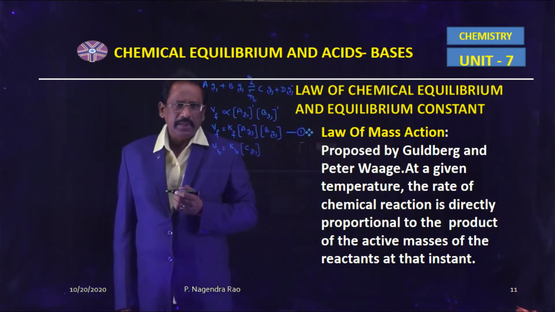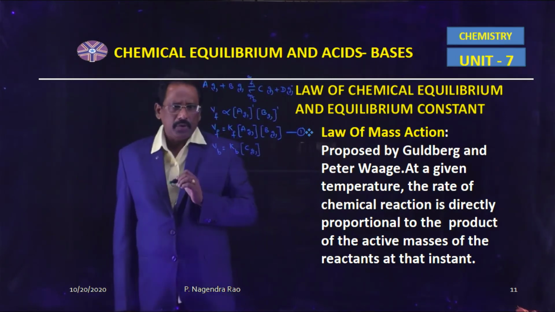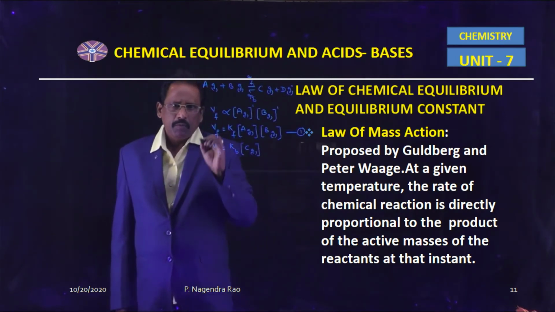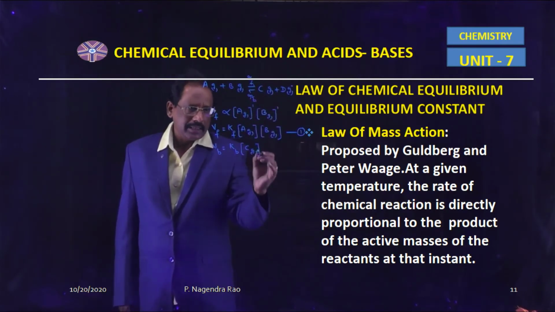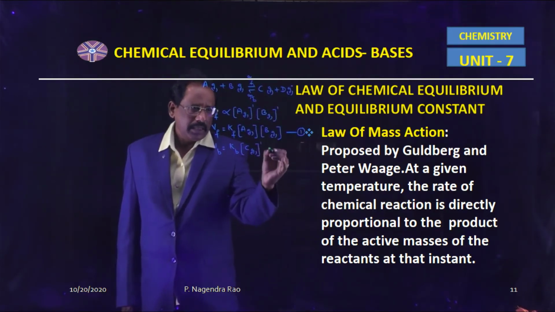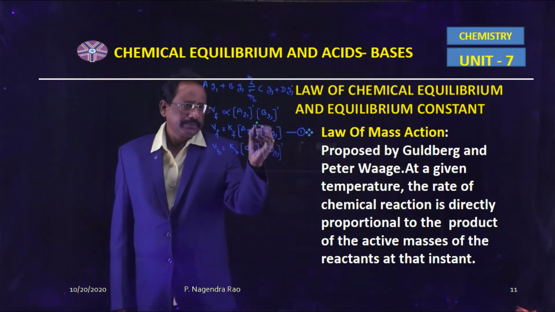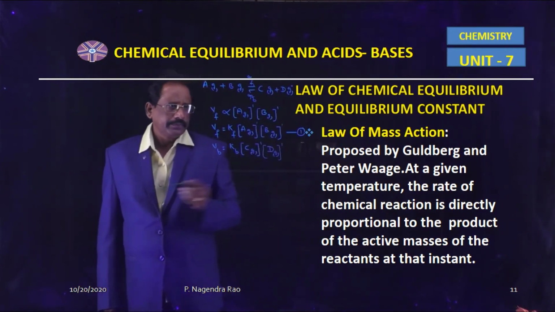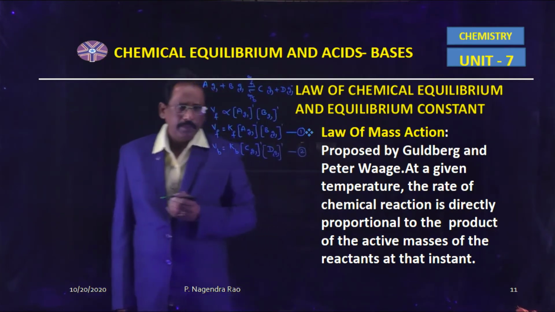According to the law of mass action, the rate of the chemical reaction is directly proportional to the product of active masses of the reactants. In the backward reaction, these two are the reactants. That's why active mass of C to the power 1 and active mass of D to the power 1. Now this is equation number 2.